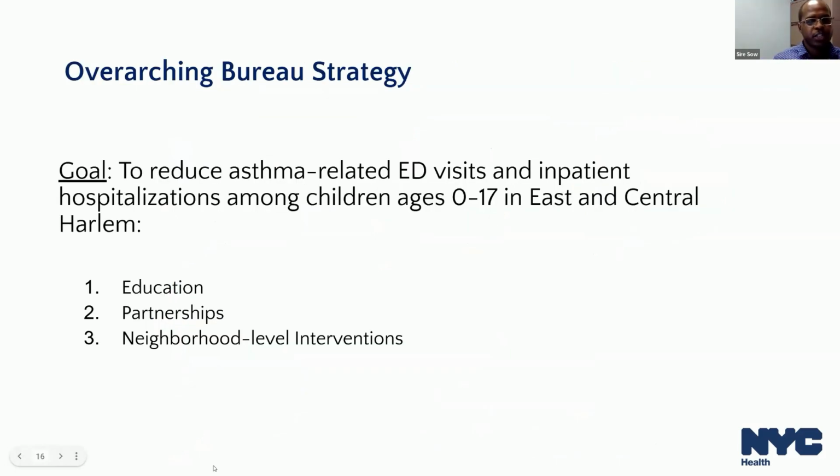What is our Bureau's strategies? Our goal in all of our asthma programming is focused around reducing asthma-related ED visits and hospitalizations for children ages 0 to 17 in East and Central Harlem.